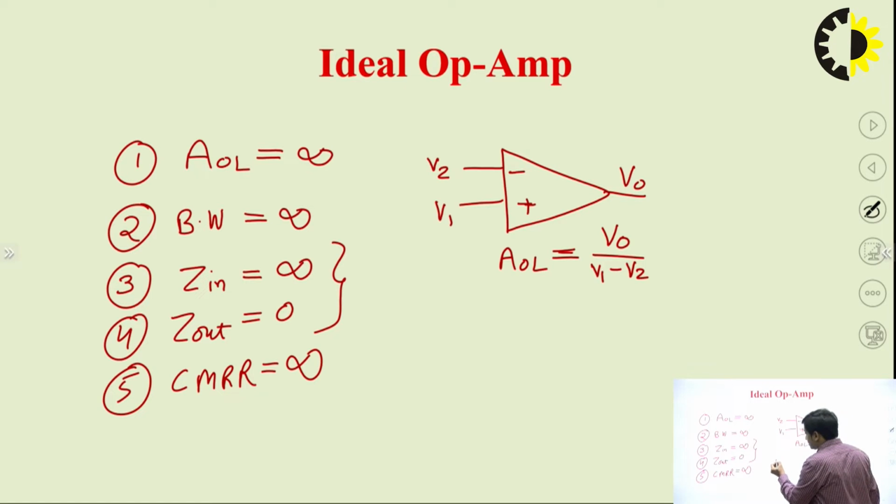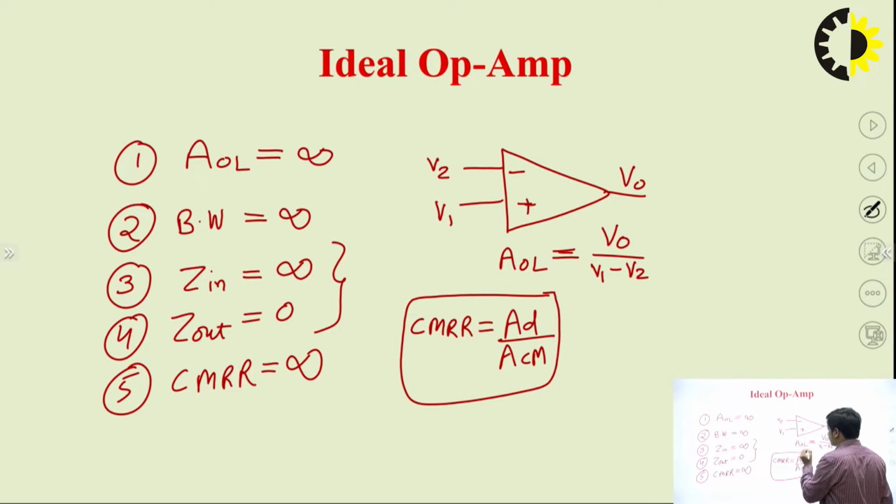Now we need to understand what this CMRR is. CMRR is defined as differential mode gain AD upon common mode gain ACM. Here the differential mode gain is the normal gain, like V0 upon V1 minus V2. But to calculate the common mode gain, we need to apply the same input signal at both the input terminals, that is the inverting terminal and the non-inverting terminal.